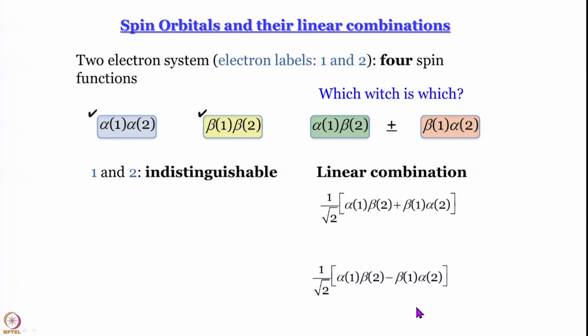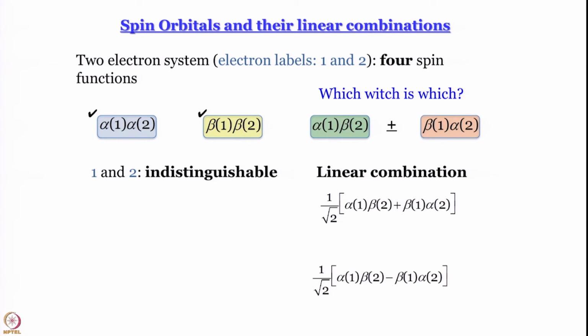So, what have we learned? We have learned that if both the spins are up or both the spins are down, then you can happily write alpha 1 alpha 2 or beta 1 beta 2. If one is up spin, one is down spin, then we must necessarily write two terms. In the first one, electron number 1 should have alpha spin, electron number 2 should have beta spin. In the second one it should be other way around, and then we connect them using either plus or minus sign. Okay. So, we take these two linear combinations.